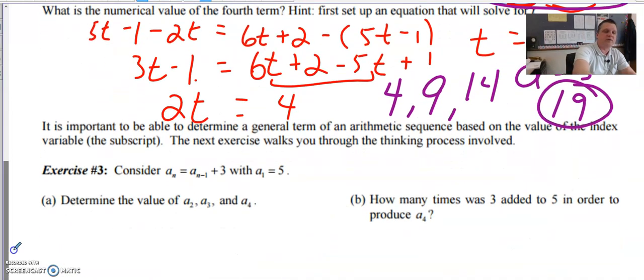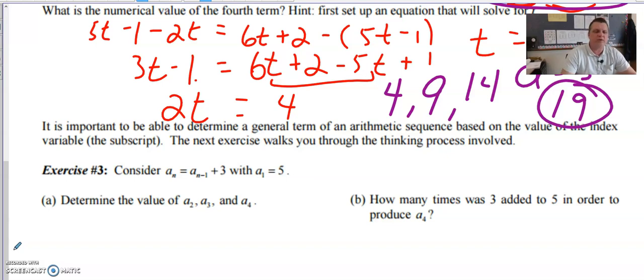A lot of different ways they're going to ask the question. We looked at a few of them the other day. Some of them are real tricky. So it's important to determine a general term in an arithmetic sequence. So yeah, that's what we're going up by.